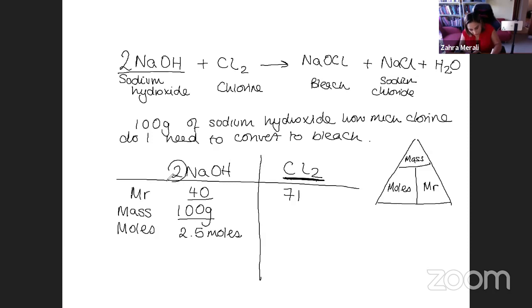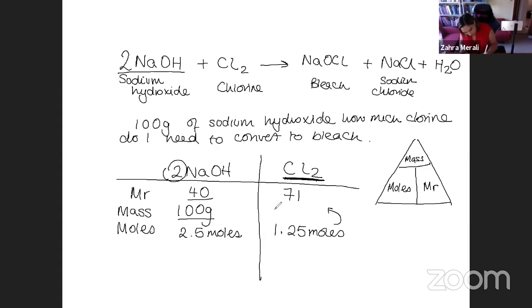I know for every 2, I need 1. So if I've got 2.5 moles of sodium hydroxide, that means I need half the number of moles of chlorine. So I need 1.25 moles of chlorine. And then I can fill in my missing number, which is my mass. So if I want to find the mass, I cover up mass, it's moles times MR. So 1.25 times 71.